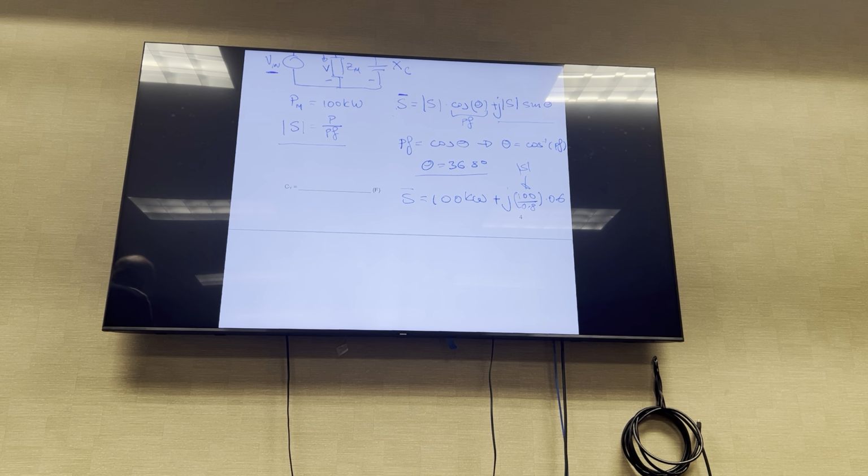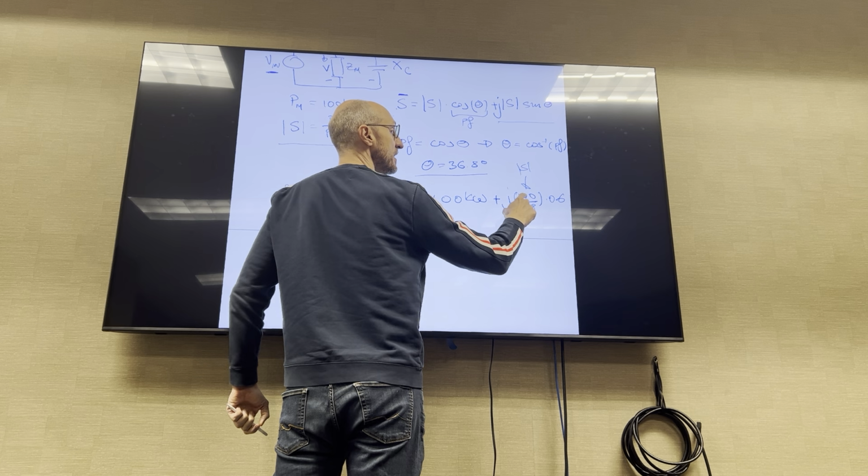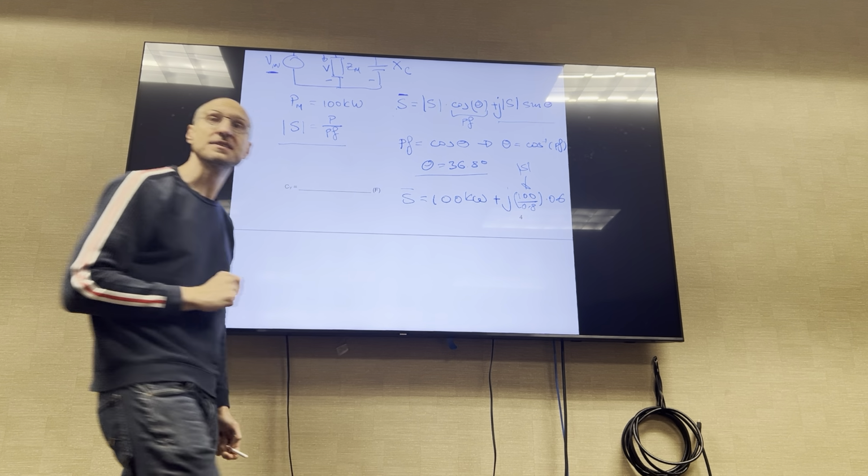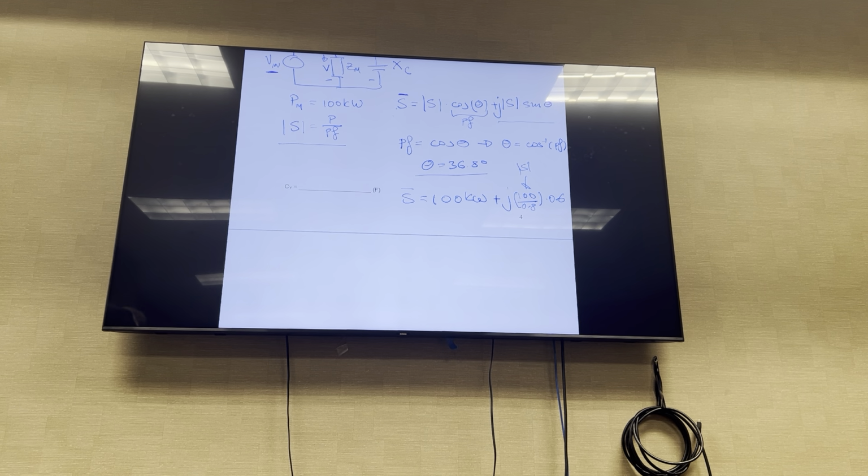Wait, isn't the magnitude of S 125? Because power divided by power factor would be 100 kilowatts divided by 0.8, right? It is. So S magnitude, yep, is 100 divided by 0.8. Oh, okay. Yep. Sorry. This whole thing.